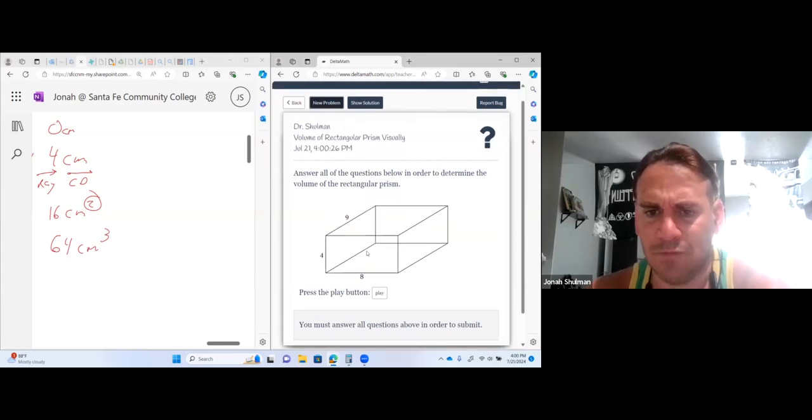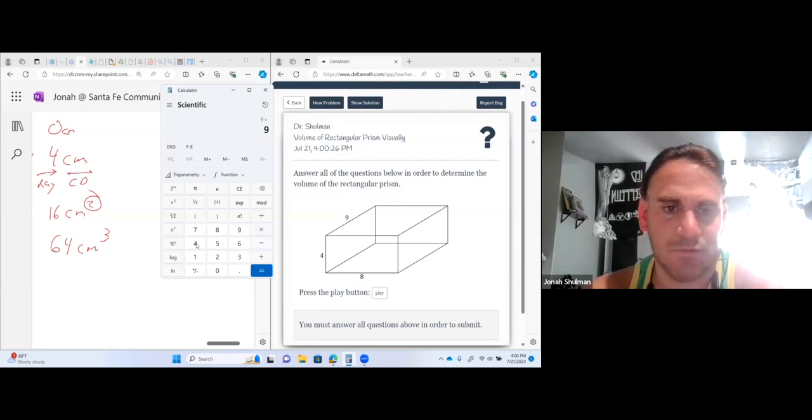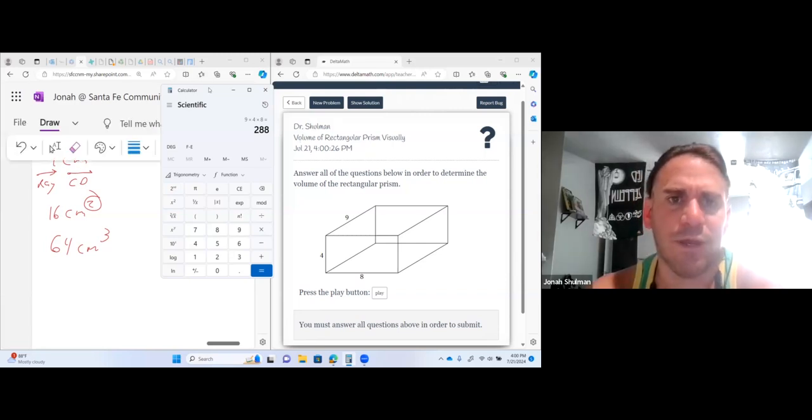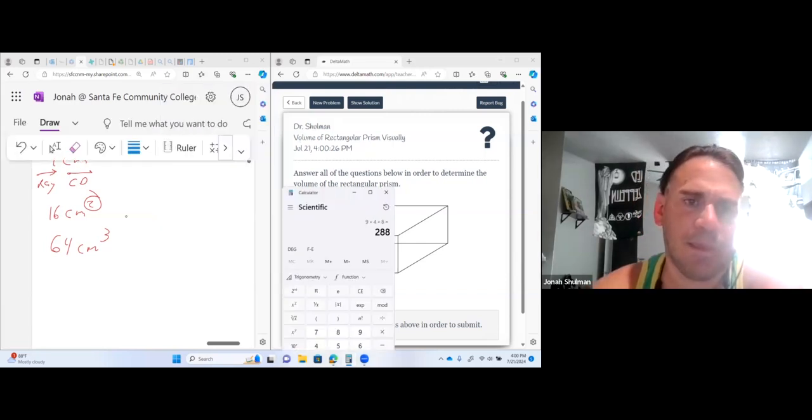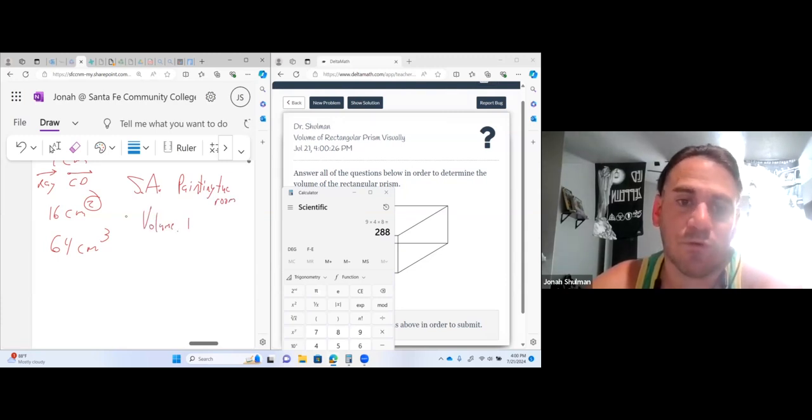All right, so answer all of them. So this is a 9 by 4 by 8. So we know it's 9 times 4 times 8. So we know the answer is 288 units cubed right away. This volume, area or surface area, you can think about it as painting the room. And volume, it's how much balloons will fill the room. So that's the real difference.